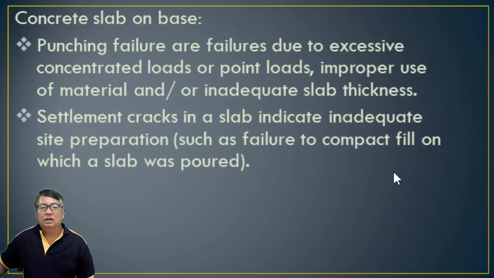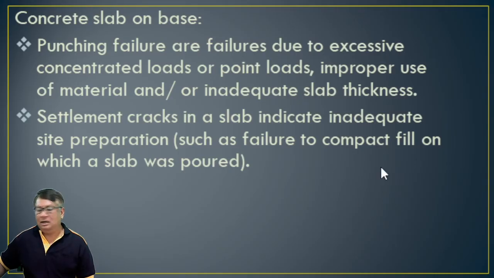Okay, punching failures are failures due to excessive concentrated loads or point loads, improper use of material, and or inadequate slab thickness. Sometimes the thickness of the slab might be lessened from what is specified in the design, and it will affect the concrete slab, because the thickness of the slab affects its strength. Settlement cracks in a slab indicate inadequate site preparation, such as failure to compact the fill on which a slab was poured.